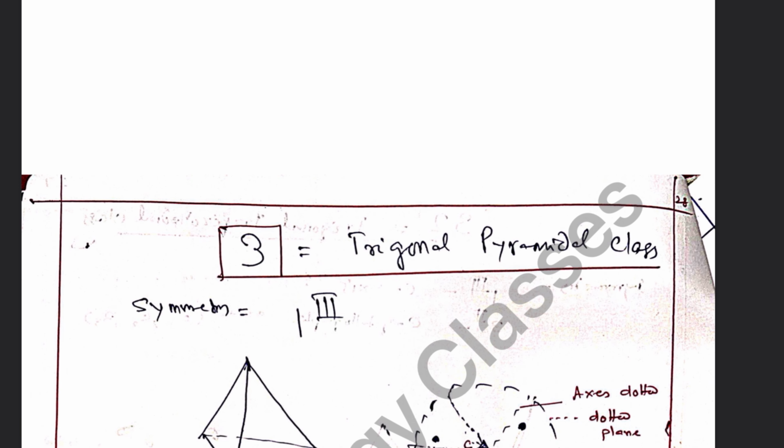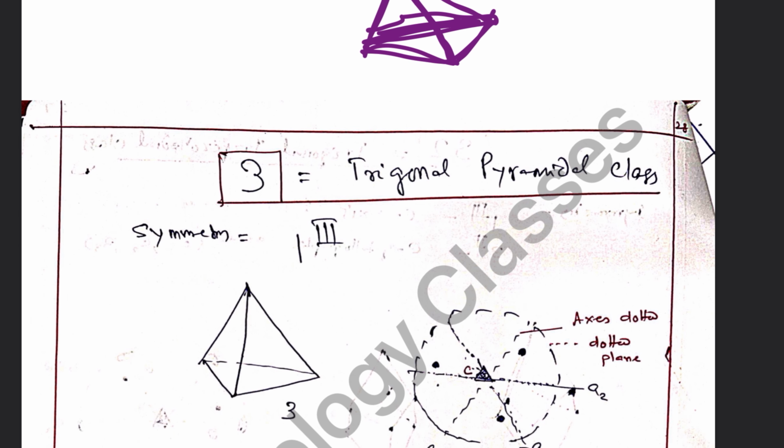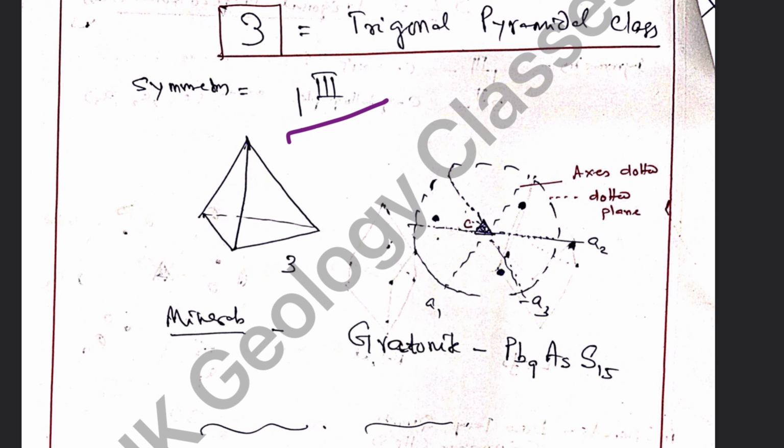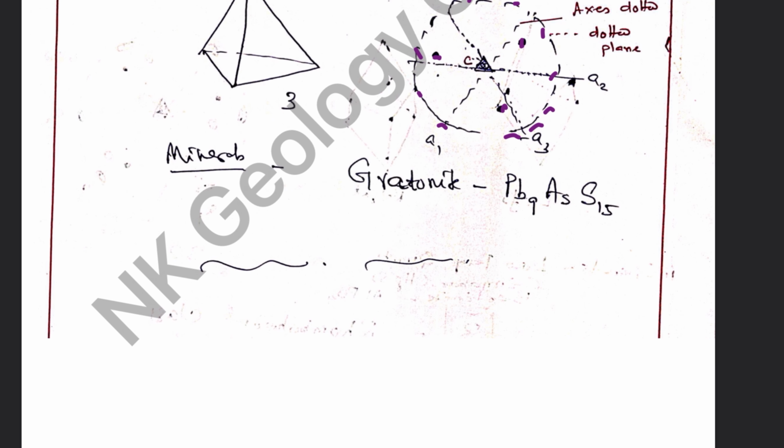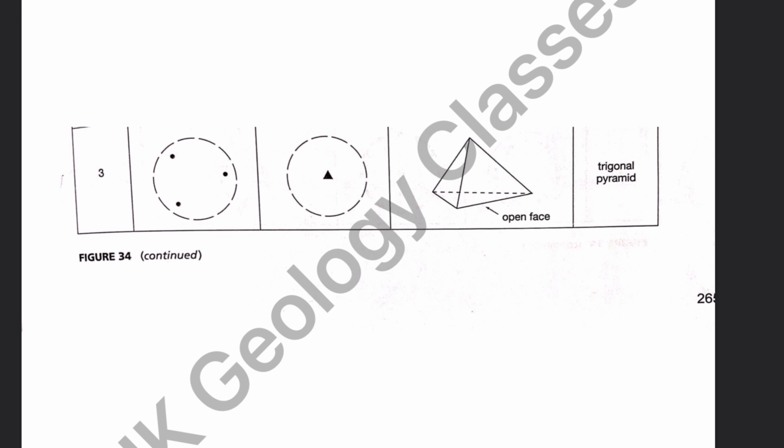Then we have the trigonal pyramidal class. 3 means only 3 faces. This is one face, this is another face, this is another face. So it is a trigonal pyramidal class, 1 axis of 3-fold symmetry. No other symmetry element is present. So 3 faces. This is dotted. No horizontal plane of symmetry is there. Gratonite example.